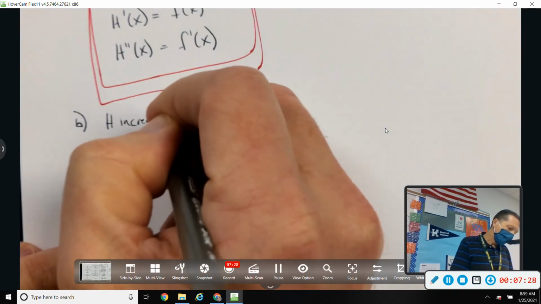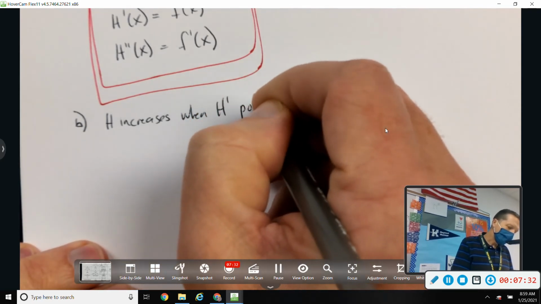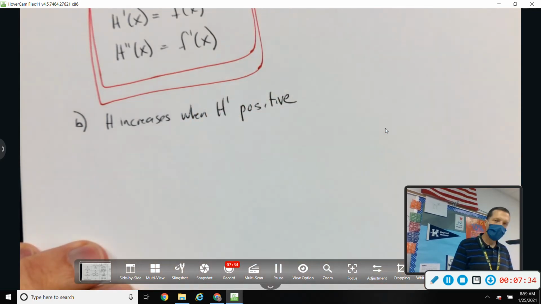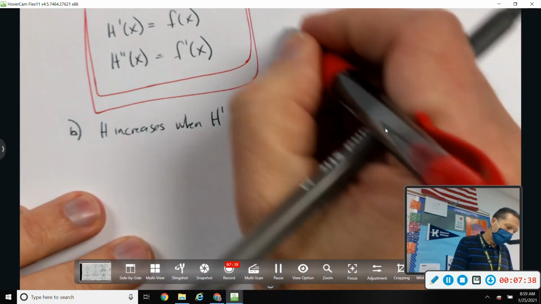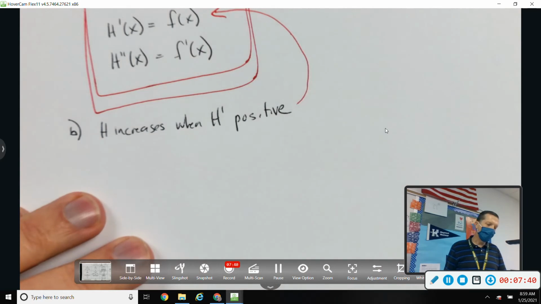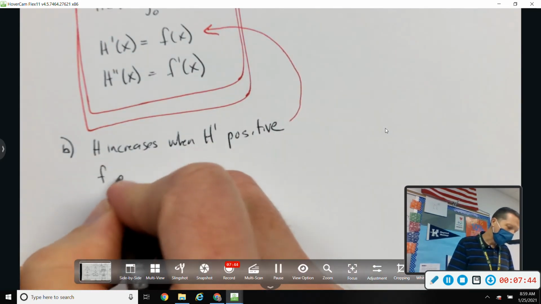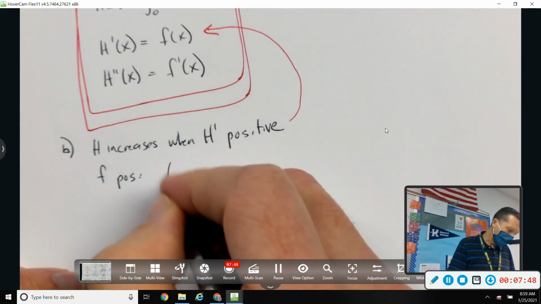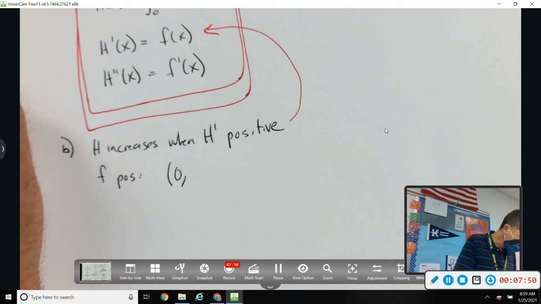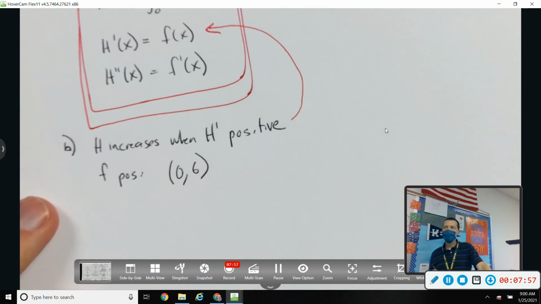I'm going to answer it this way. h increases when h prime is positive. And now I've justified, especially since I've said h prime is equal to f. So I'm just looking for where f is positive. I'm looking at my picture now: between 0 and 1, 2, 3, 4, 5, 6. And that's all I need to say.